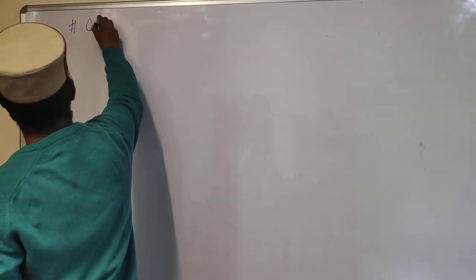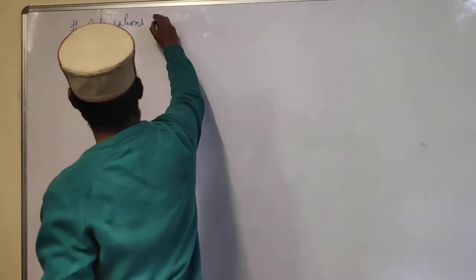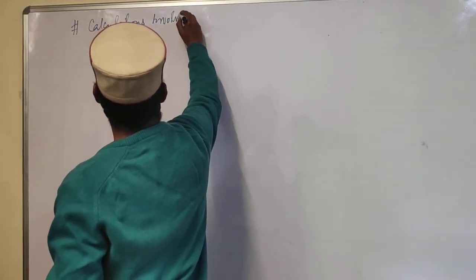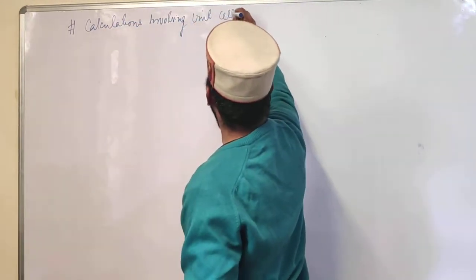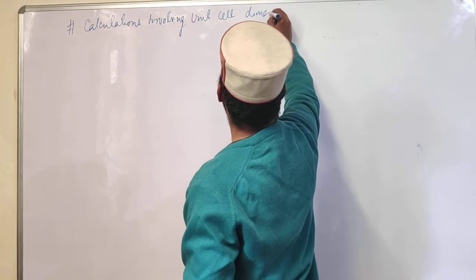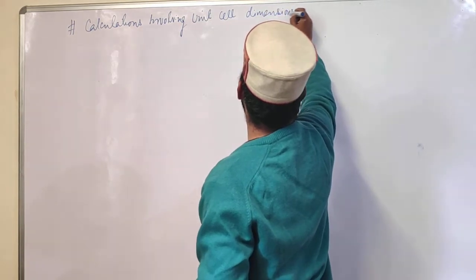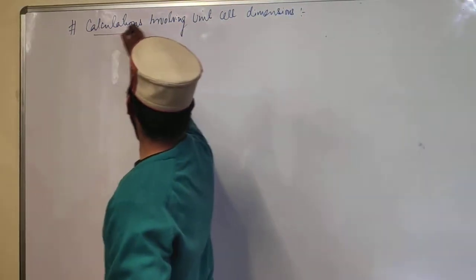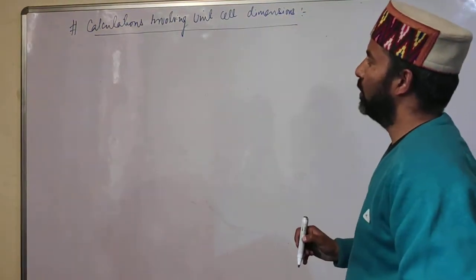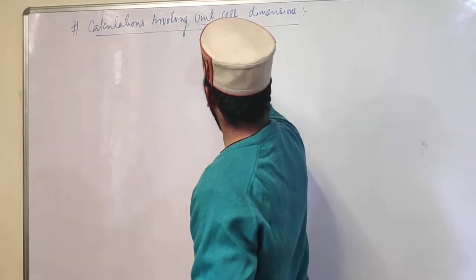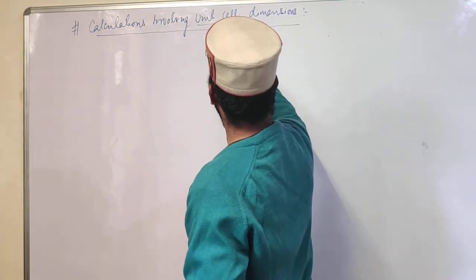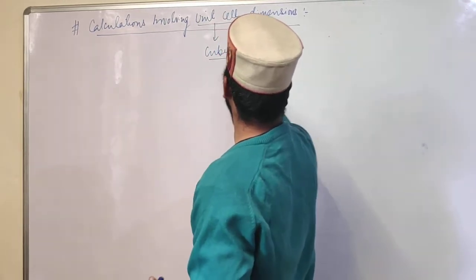So the next topic is calculations involving unit cell dimensions. And students, let me tell you one thing, that here we will take a cubic unit cell. So the unit cell is cubic.